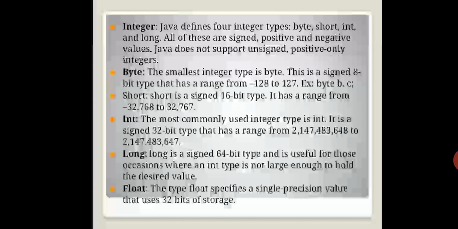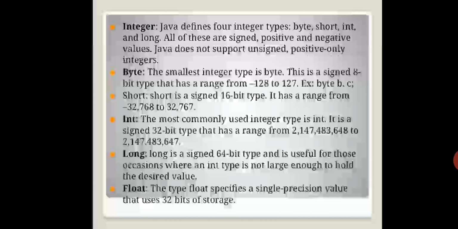Next thing is int. The most commonly used integer type is int. It is a signed 32-bit type that has a range from a big number. So you don't need to memorize this by heart. Just remember the point that integer is a 32-bit type. It is a signed 32-bit, isn't it?